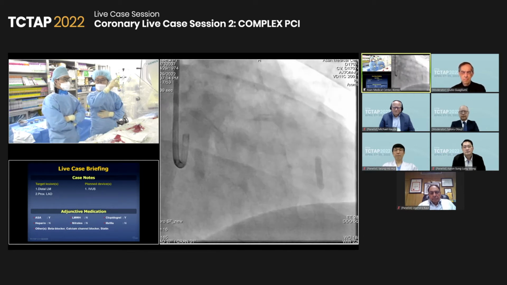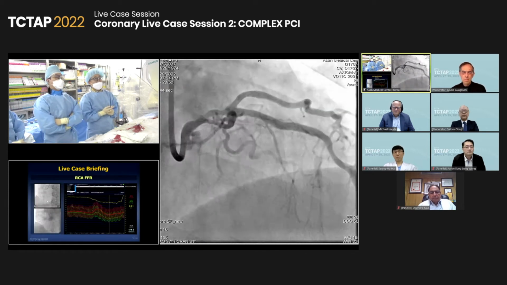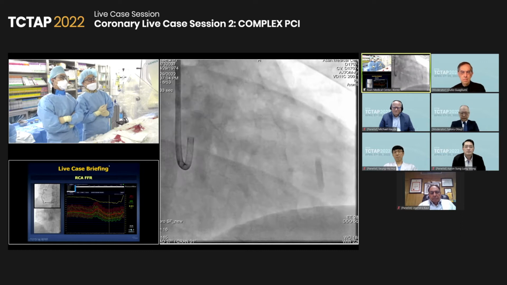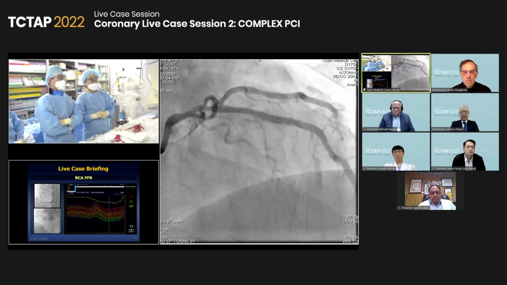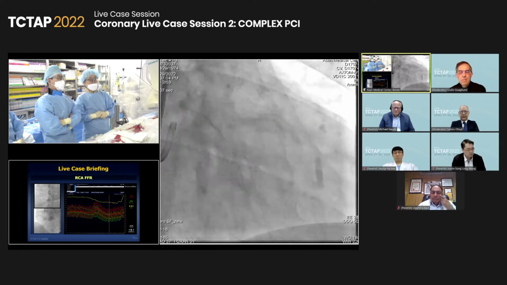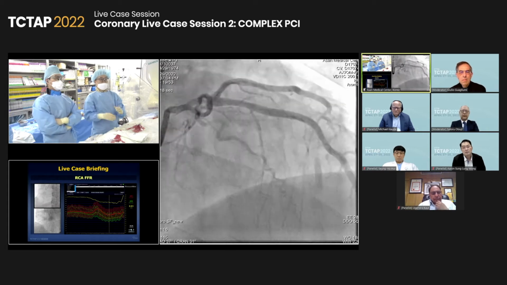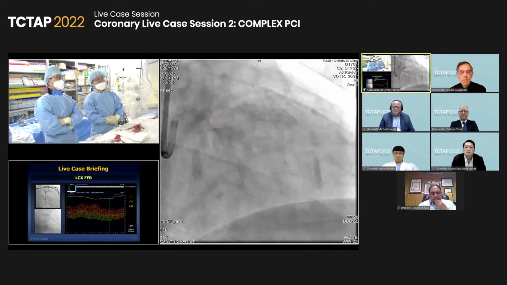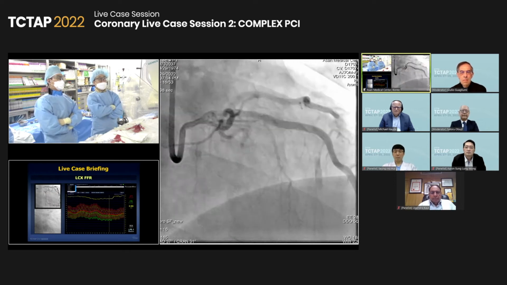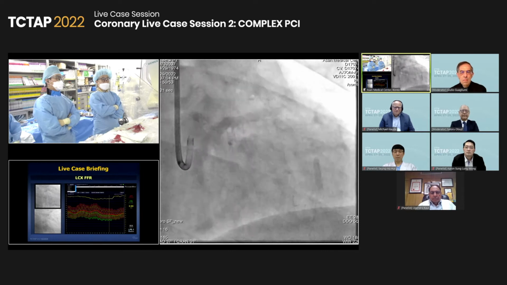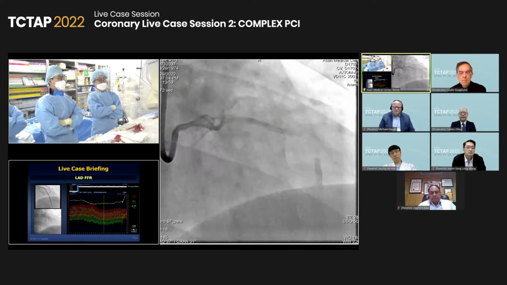Could you show us the FFR for the RCA, the presentation slide? At this time, we had already checked the RCA. The FFR was 0.81 and our threshold was 0.8, so we decided to defer the mid RCA region. The distal part looks tight, around 70%, and we also checked its FFR, which was 0.90. The LAD was 0.77.